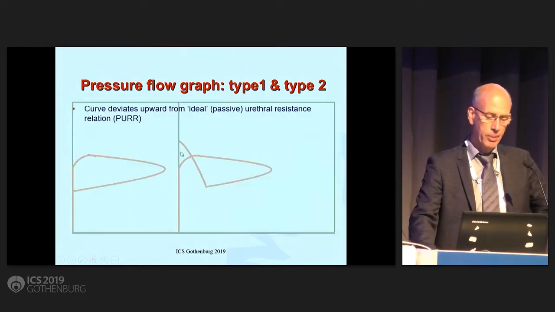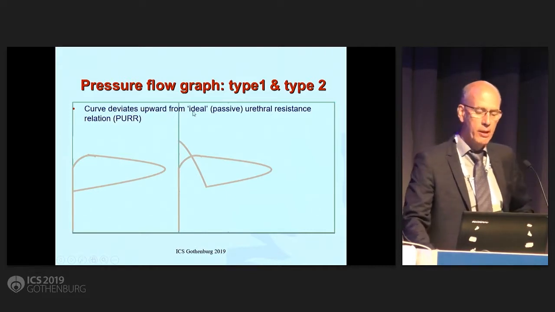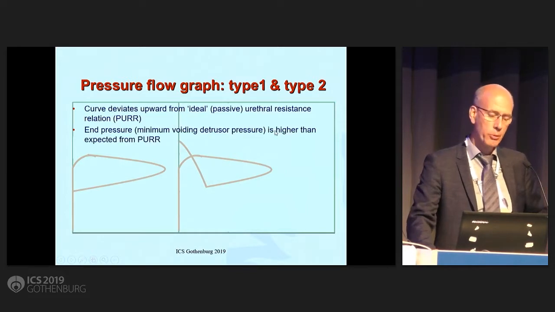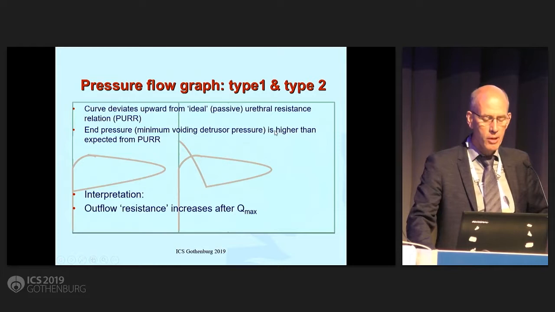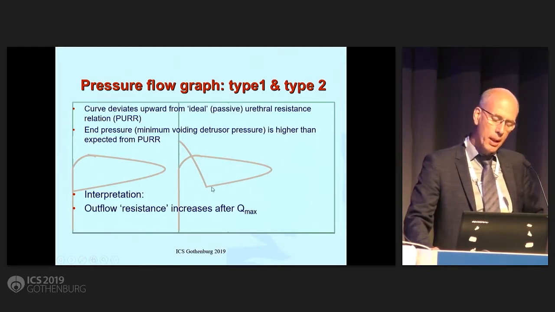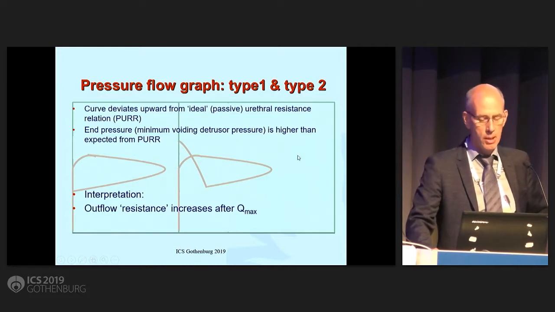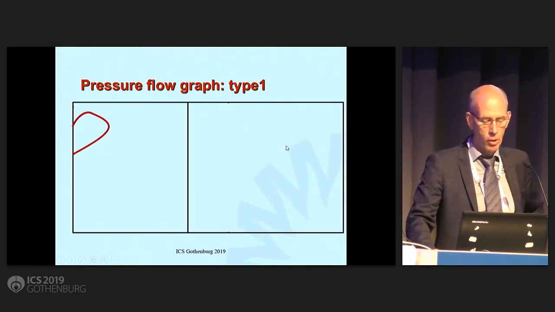Something else can happen. The description is that the curve deviates upwards from the ideal passive urethral resistance relation. And the interpretation is that the outflow resistance increases after Qmax. So pressure up, flow down means increase of outflow obstruction. And the minimum detrusor pressure is not minimum voiding detrusor pressure anymore. So here's another type, type 3.